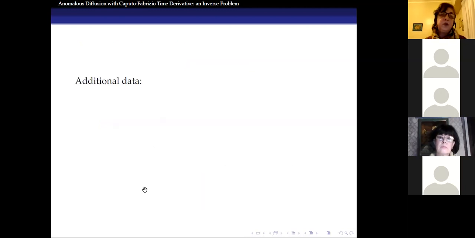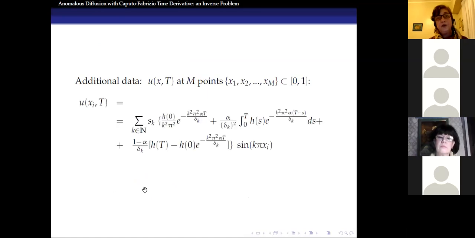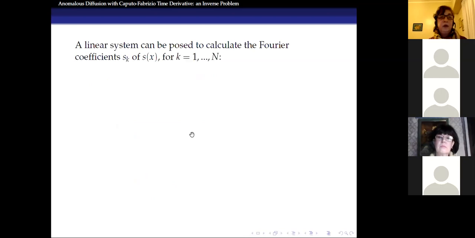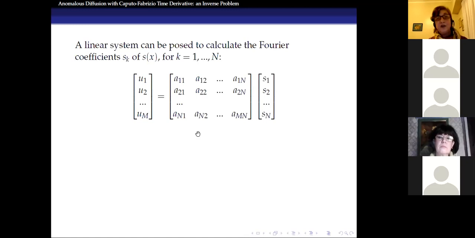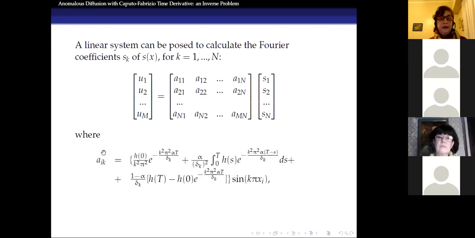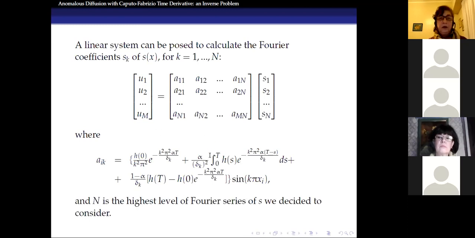We choose to select additional data that are measurements of the concentration at some points x1, x2, ..., xm in the interval. So here we have the measurements, and here the explicit formula. And from these, we can pose a linear system where the matrix is composed by this data. Here n is the highest level of Fourier series we need to obtain, or we decided to obtain.